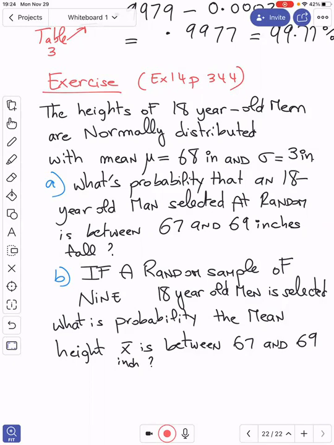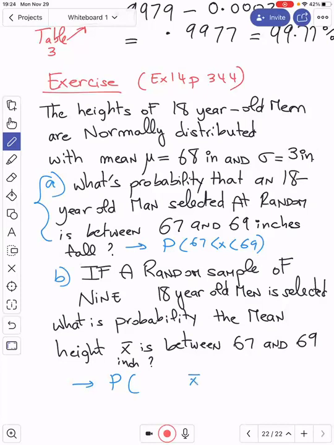So let me just say, guys, for A, this was discussed in section 7.3. We are looking for the probability that X is between 67 and 69. And in B, we are looking for the probability that X bar, the mean of this sample of 9 18-year-old men, is between 67 and 69.